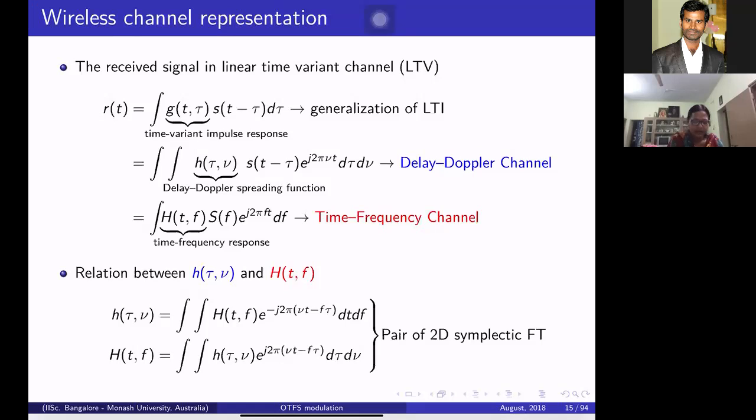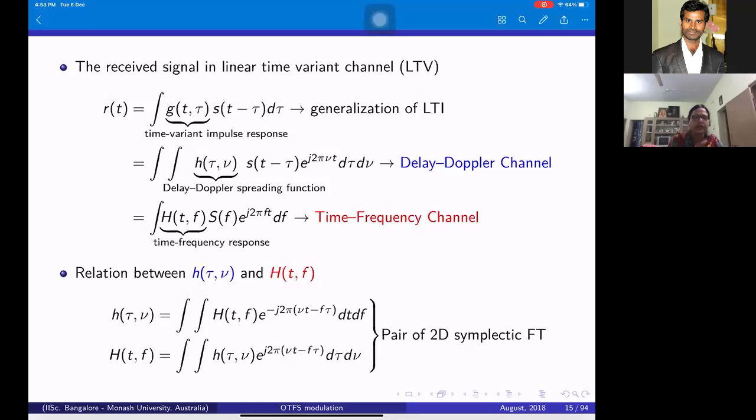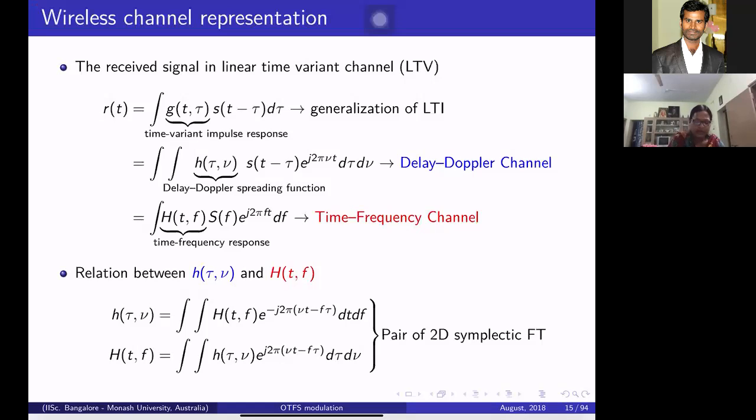So your delay-Doppler channel is what is happening. Earlier we used only tau, and now it also involves velocity, H of t comma tau. So it has velocity and time delay, and your signal is transmitted with s of t minus tau, and you apply the normal Fourier operation, e power j 2 pi v t dt dv. This is called the delay-Doppler channel, the delay-Doppler spreading function.